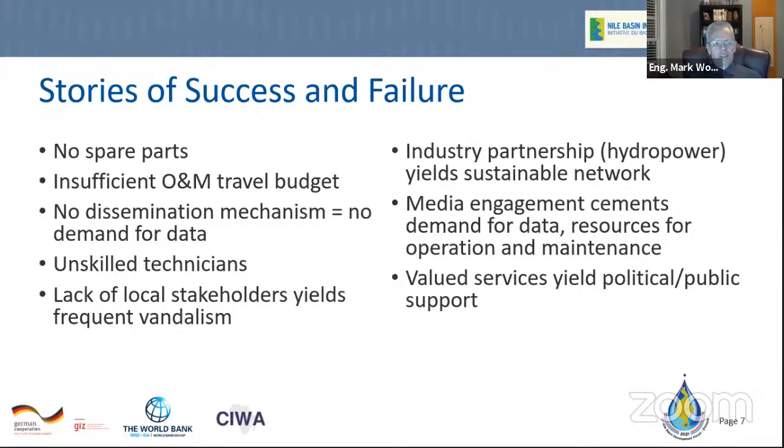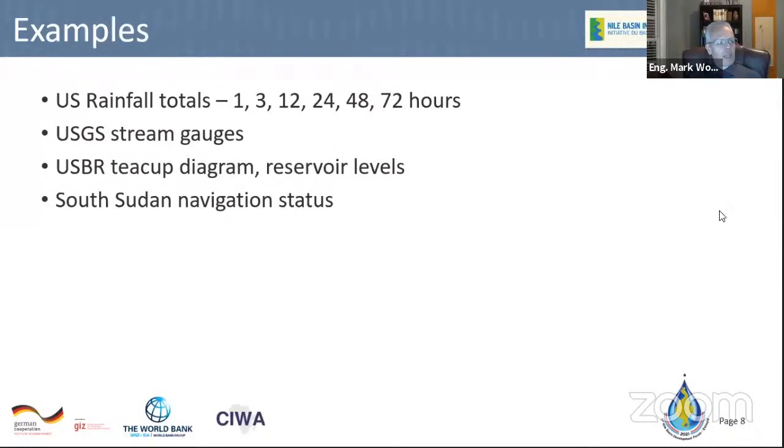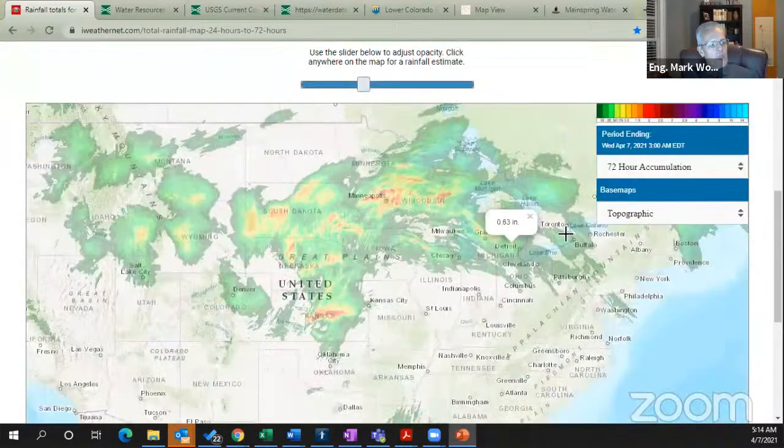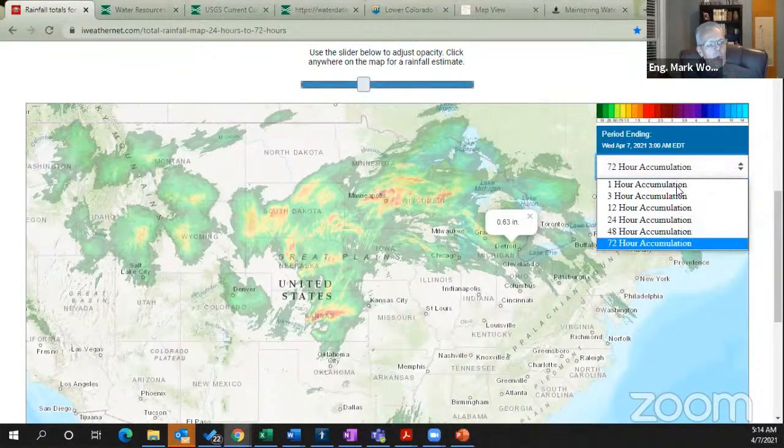We come to the conclusion where I wanted to show some examples, and I think that our time is up, but I just wanted to share one example and reference a few others of how people will use information in ways that we never imagined. I found a product that shows rainfall amounts anywhere in the United States, and I can choose between 1 hour in the past up to 72 hours of past accumulated rainfall.